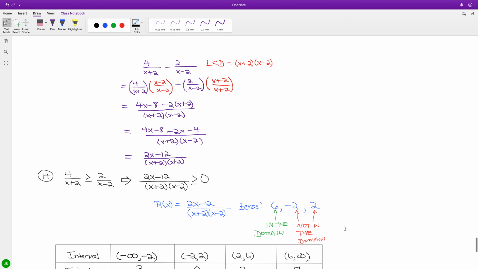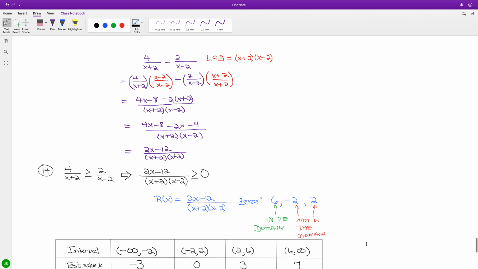And again, setting up a table of intervals, rank ordering from smallest to largest. I have going from negative infinity approaching -2. Then going past -2 approaching 2. Then bypassing 2 approaching 6. And then those values of x that are greater than 6.